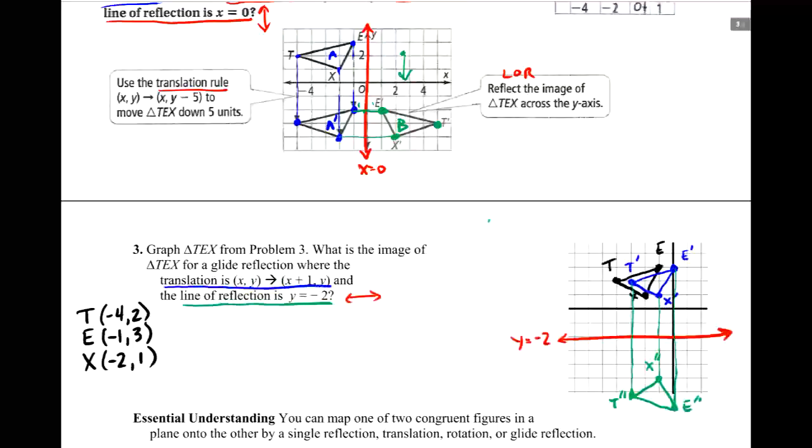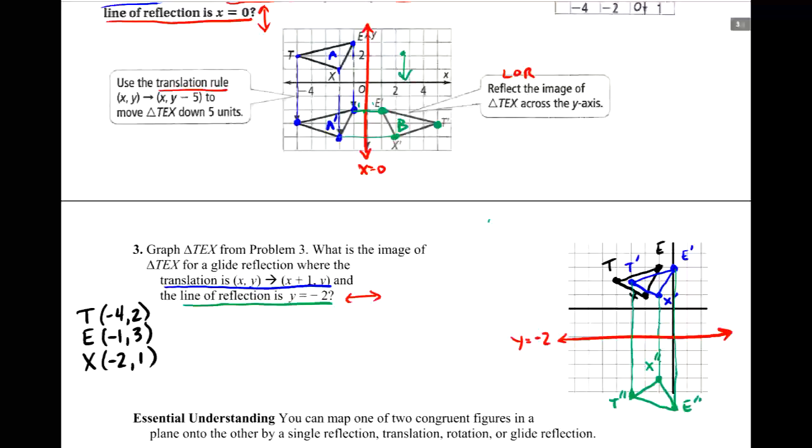All right, we were given the translation rule, x plus 1, y, and a line of reflection, y equals -2. You can do them in any order. I chose to translate first. I moved all my points +1 in the x direction and 0 in the y direction, so everything just slid to the right 1. And then I reflected across the line y equals -2. So I drew my perpendicular lines, counted my spaces, and you can see that we now have opposite orientation. I could have also reflected first and then just slid it over. I would have ended up in the same spot. Notice this just slid over 1 to the right.